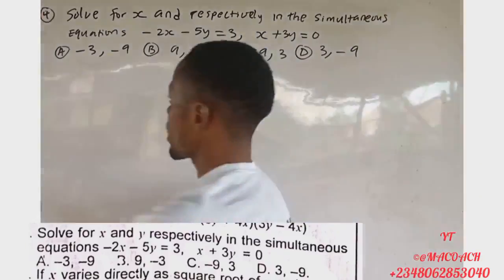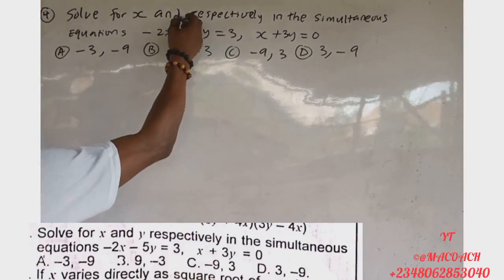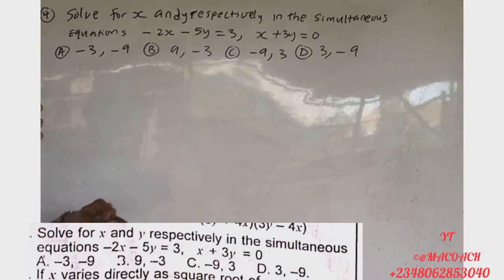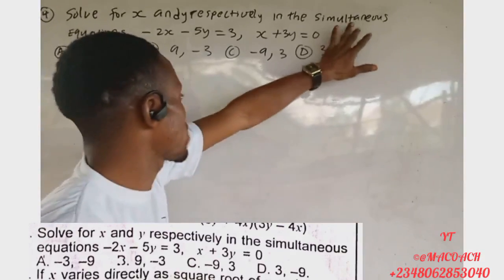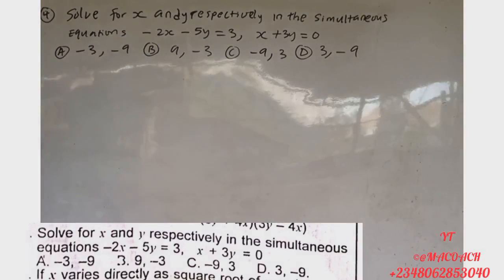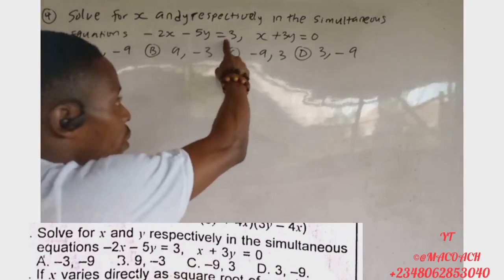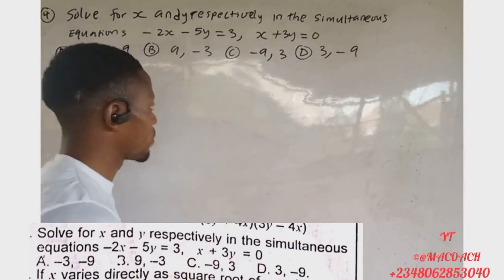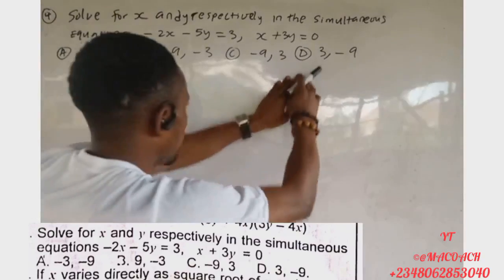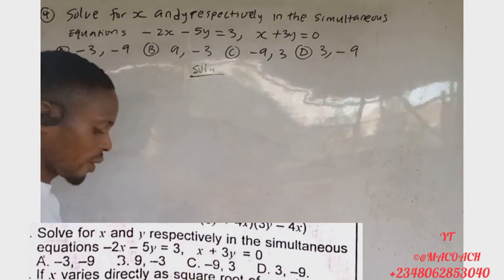Okay, this question 4 says solve for s and y respectively in the simultaneous equation. Okay, we have minus 2s minus 5y equal to 3. We have s plus 3y is equal to 0, and we have our options here, A to D. So how do we solve for this simultaneous equation now?